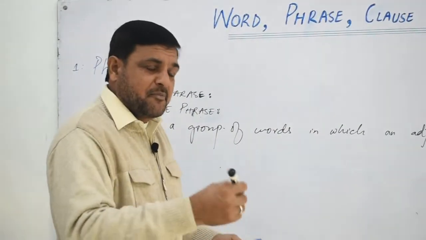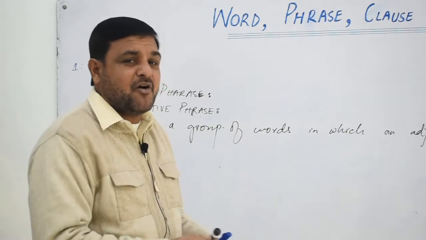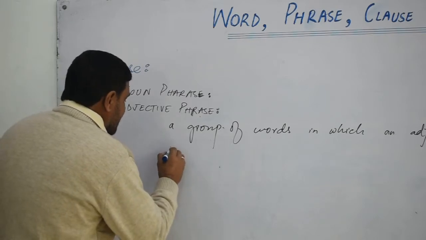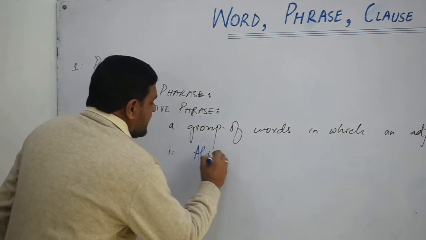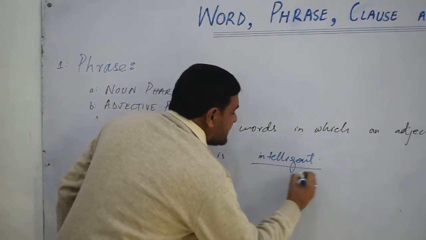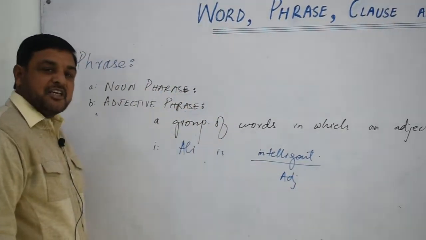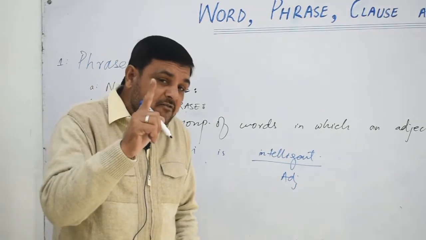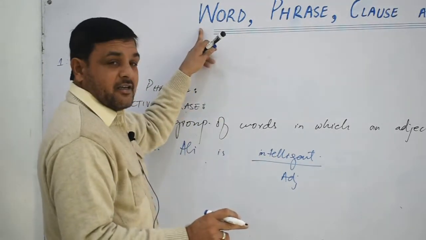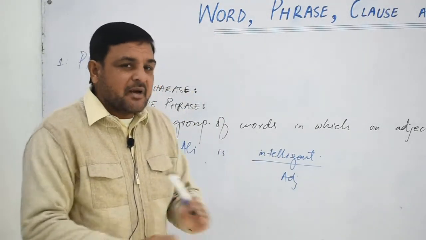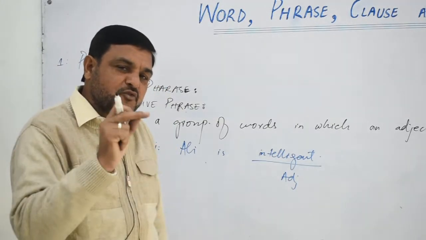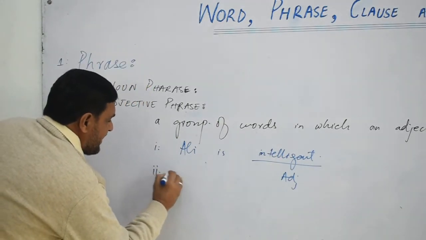Let me give you an example. I did give you an example in my previous lecture, but I didn't mention that it was the example of an adjective phrase. Let me write it over here. Number one, Ali is intelligent. All of us know that intelligent is basically an adjective. But just because intelligent is one word, it will not be called a phrase. It's just a word. It's a word class, a part of speech, but it's not actually a phrase. For a phrase, it must consist of two or more than two words. Let's convert it into a phrase now.